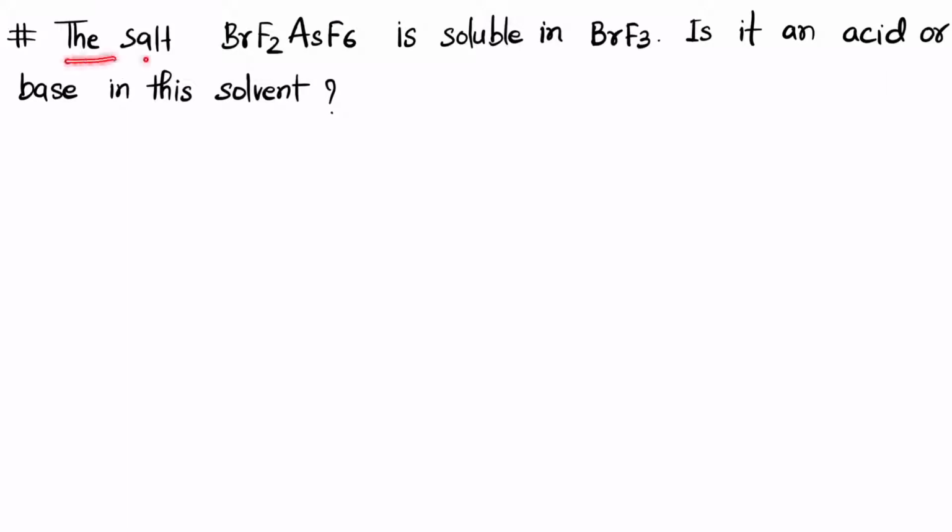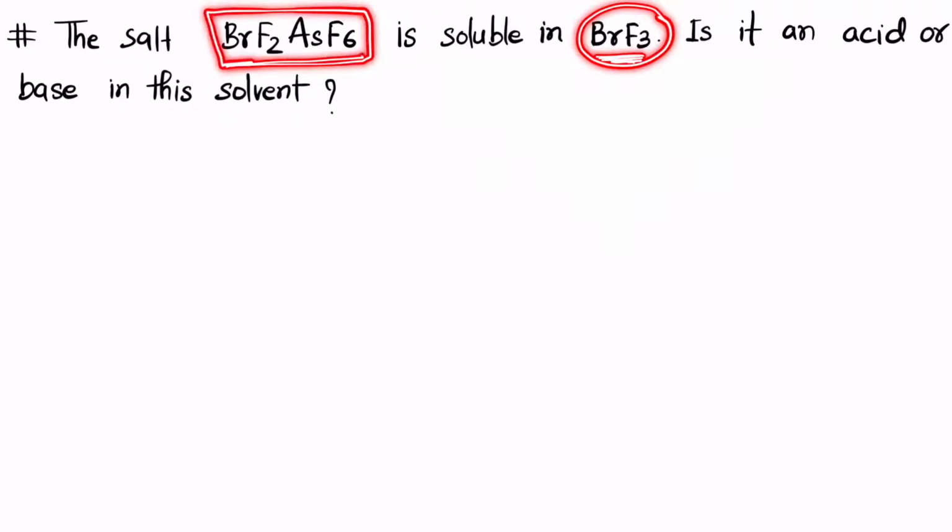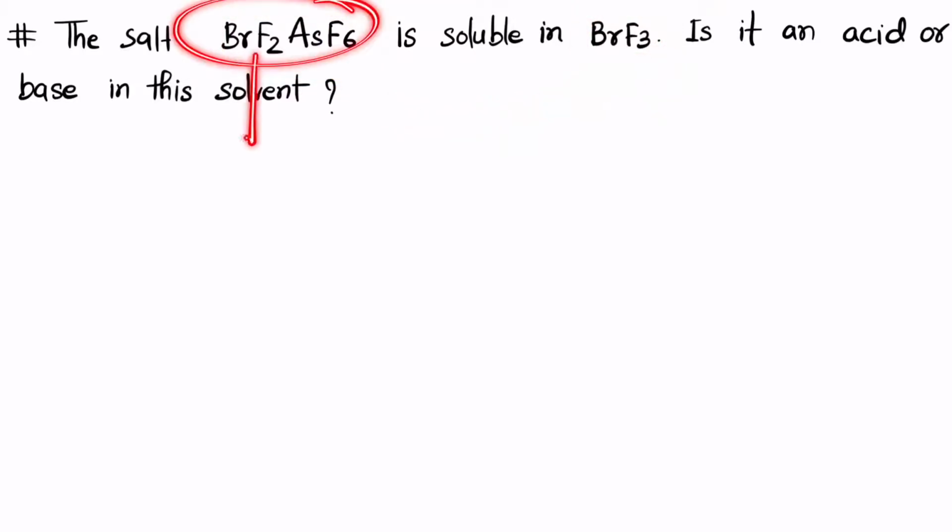The question is: the salt BrF2AsF6 is soluble in BrF3. Is it an acid or base in the solvent? So basically we have the solvent as BrF3 and this is the salt BrF2AsF6. Now when this gets dissolved in BrF3, what will be its nature? Will it behave like an acid or a base? We have to identify.